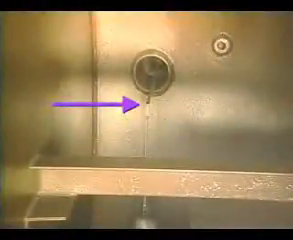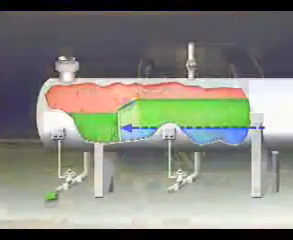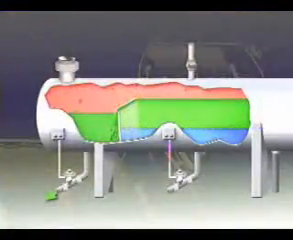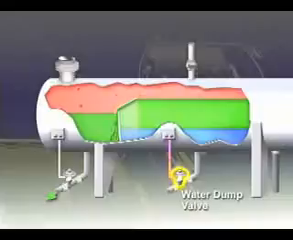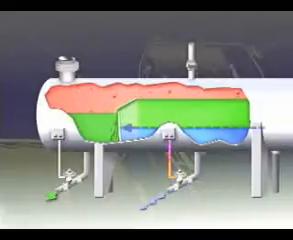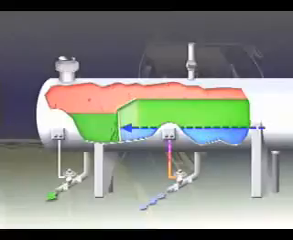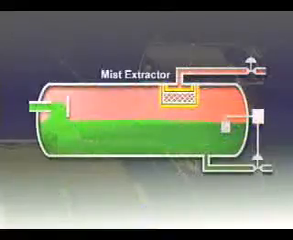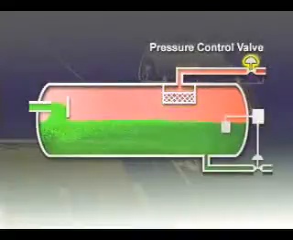An interface level controller senses the height of the oil-water interface. This controller signals the water dump valve to release as much water from the vessel as is needed to maintain the oil-water interface at design height. The gas flows horizontally and exits through a mist extractor to a pressure control valve, which maintains constant vessel pressure.